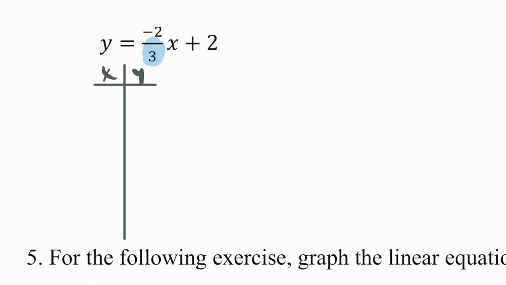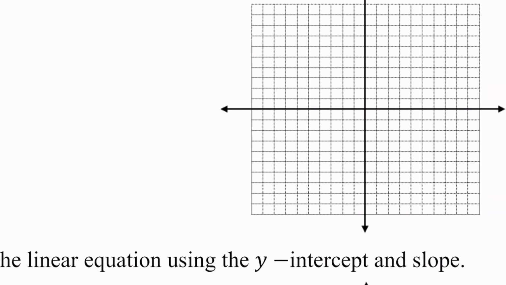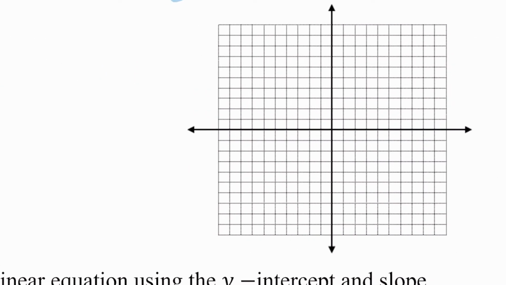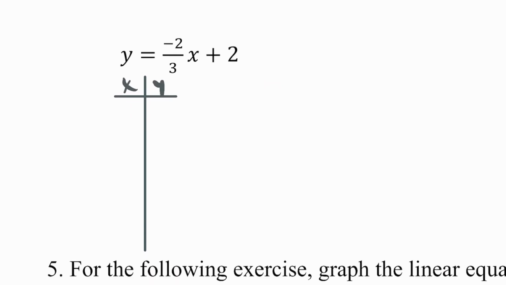So I'm going to go, how big is my graph? It's like 20 by 20. It's 10 in all directions, I think. So I'm going to go with -6, -3, 0, 3, 6. 2 points define a line, so 5 points should be plenty.